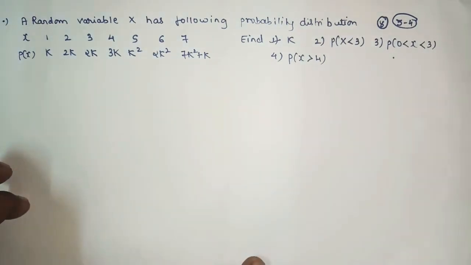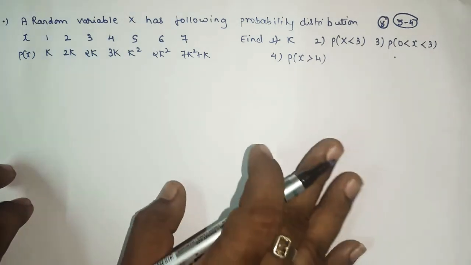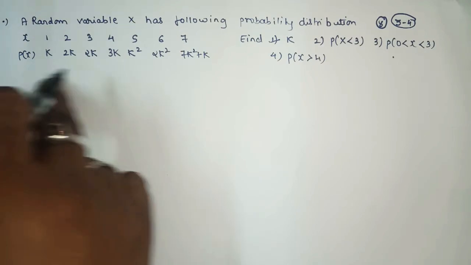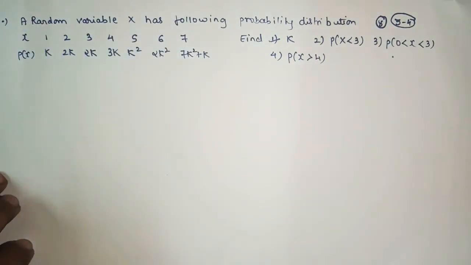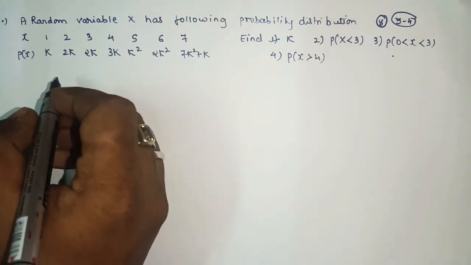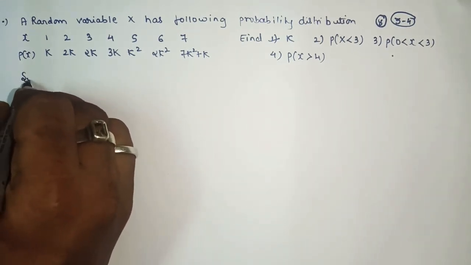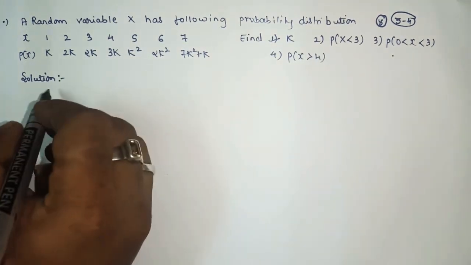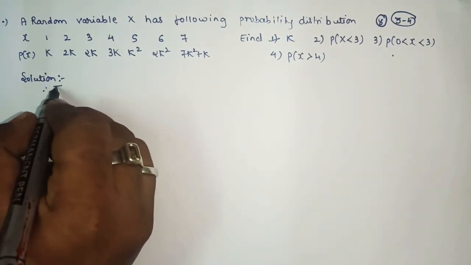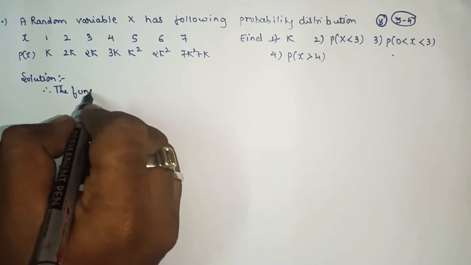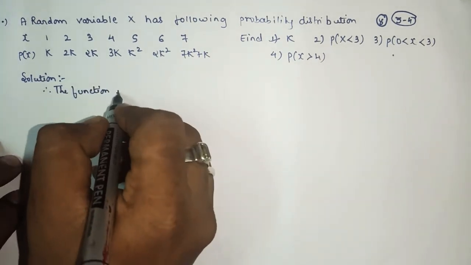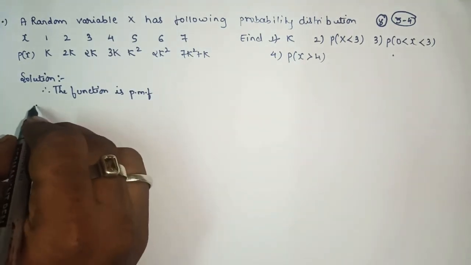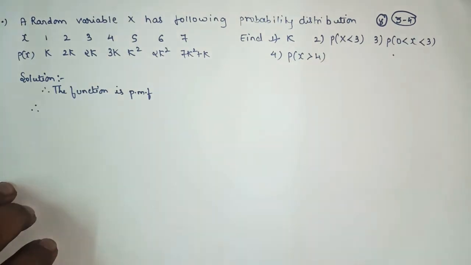Whenever we have to find the value of k, the function is always a PMF, as I explained in the last lecture. A probability distribution table is always a PMF. Yes or no? So here we'll start with the solution by writing that the function which is given is a PMF. The function is what? PMF. As the function is PMF, what do you mean by PMF? It is the probability mass function.